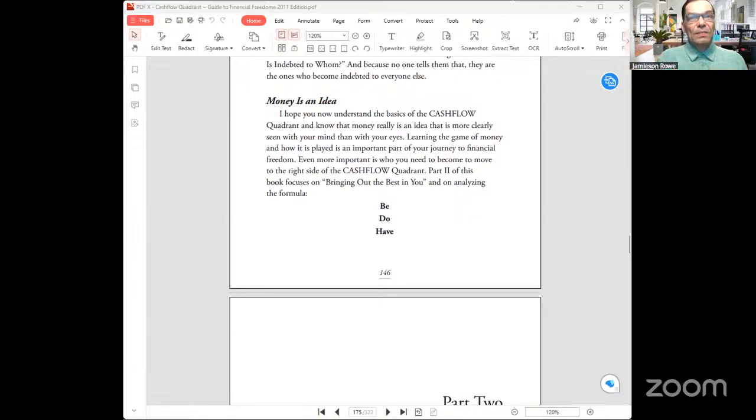Be the vision, then you do the mission, whatever that mission is of the vision. And then if you be the vision, hold it, and do the work, you'll have your dreams. So it goes be the vision, do the mission, and have your dreams.